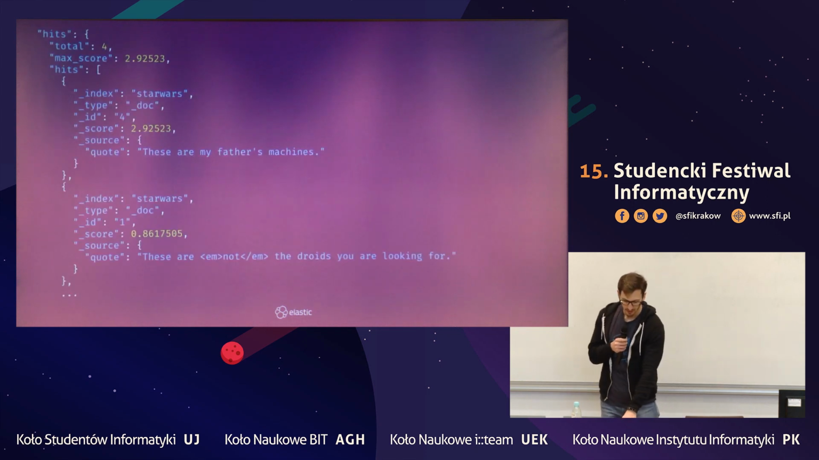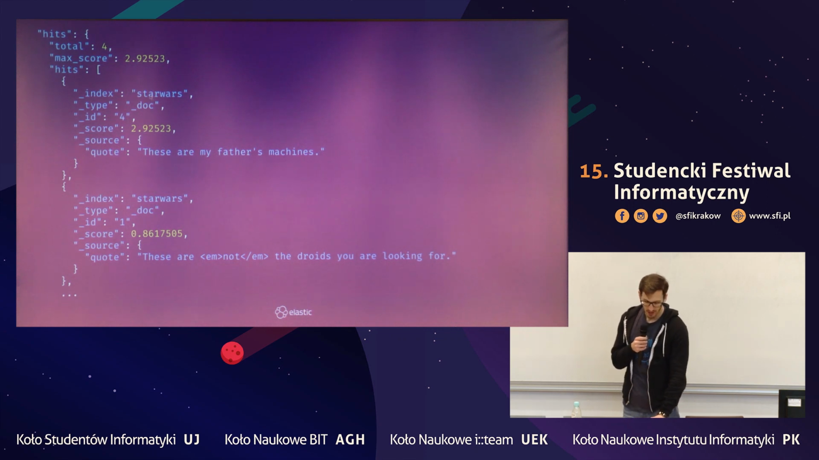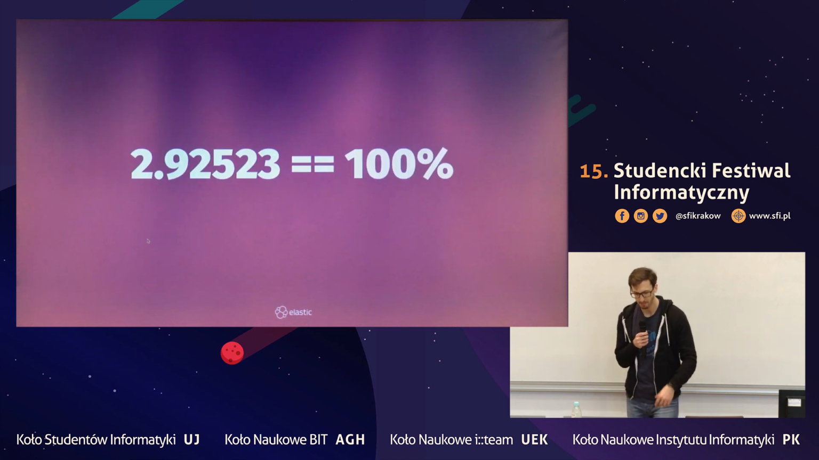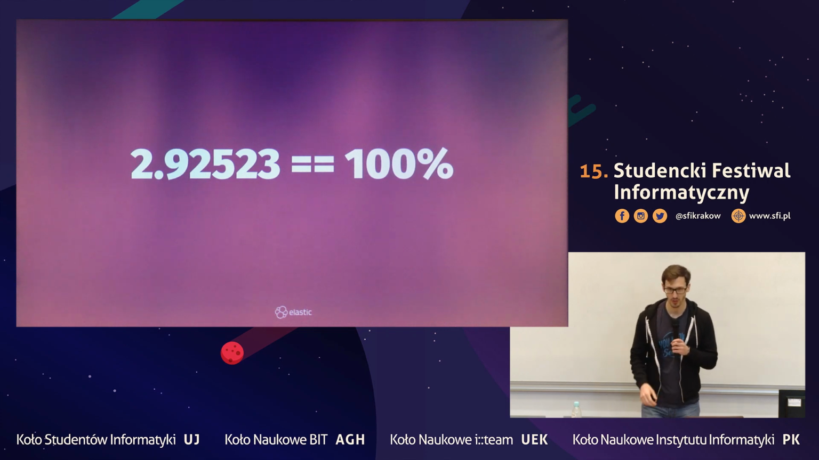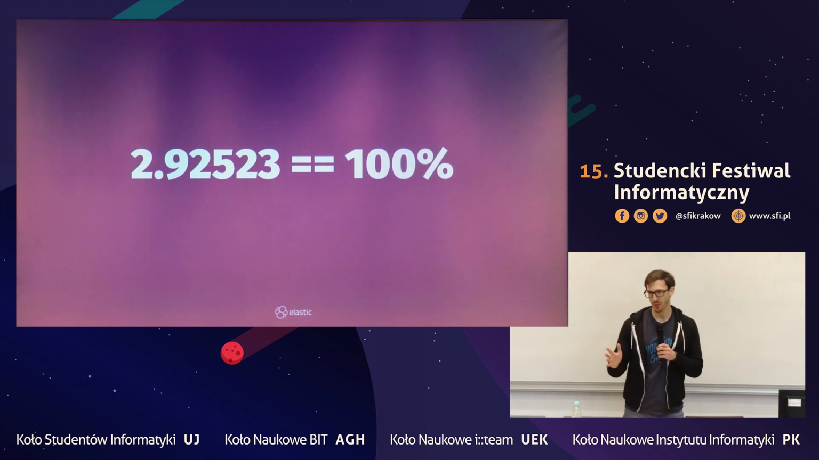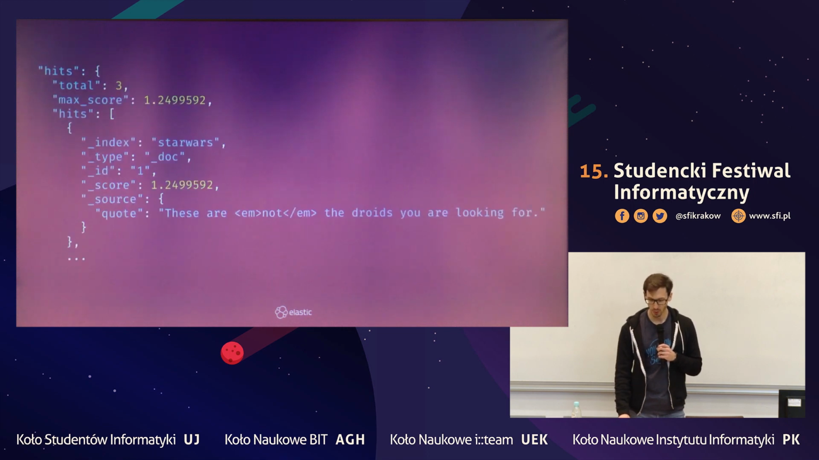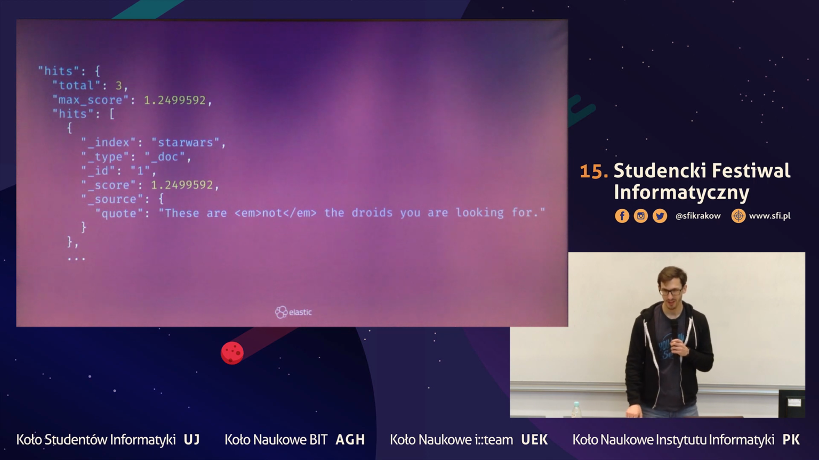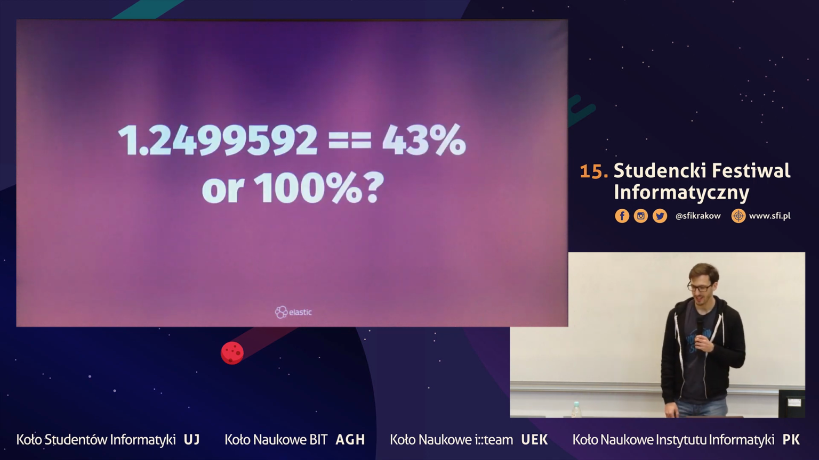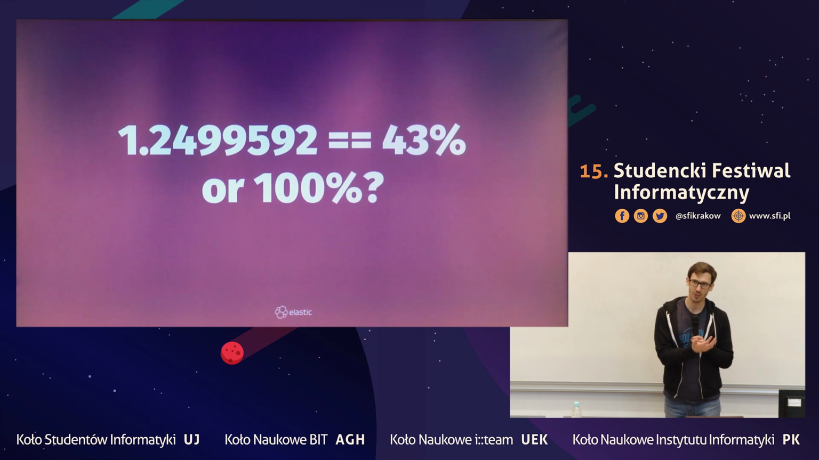And then you could say, this has 2.92 something, the score. So this might be 100%. And this is then some other percentage of that. So you would say 2.9, that's the 100% match. Okay? So far so good? Nobody disagrees? The problem is what happens if we delete that document and run the same query again. Then suddenly the highest score that you would have is 1.2. And then the question is, is this now a 43% match? Or is this the new 100% match?